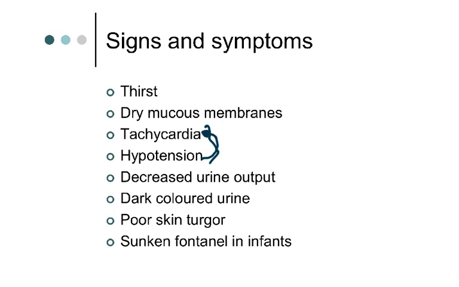We're going to have a decreased urine output and dark coloured urine, poor skin turgor, and sunken fontanelle in infants. So going back to the dark coloured urine, it's very important to check the colour of your patient's urine when toileting them. It should be a nice, clear to light straw coloured urine and not be offensive smelling.